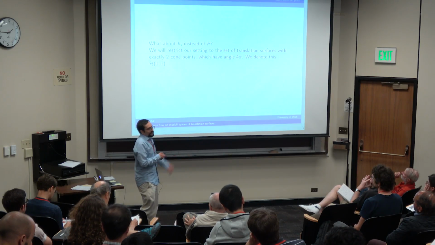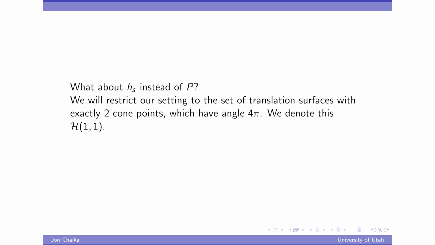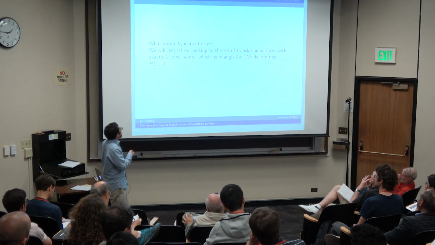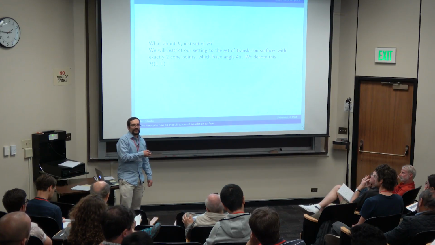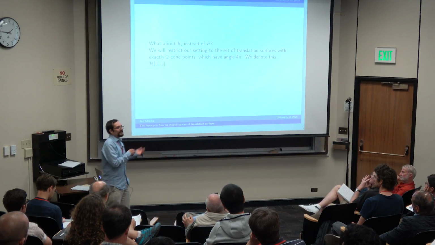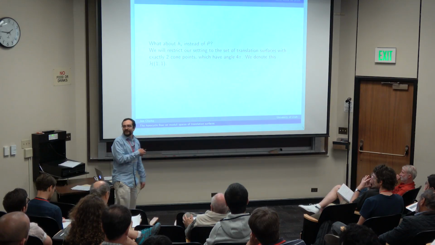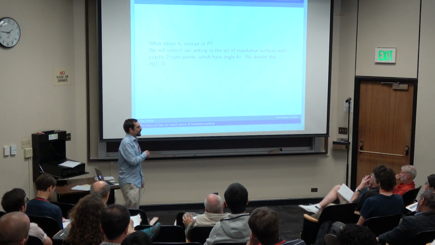For the purposes of this talk, we'll restrict ourselves to the space of translation surfaces with two cone angles, each of which has angle 4 pi. This is the stratum called H(1,1). Every picture I've drawn so far, other than the torus picture, has been a picture of a surface in this space, and every picture I will draw for the remainder of the talk will be a surface in this space.